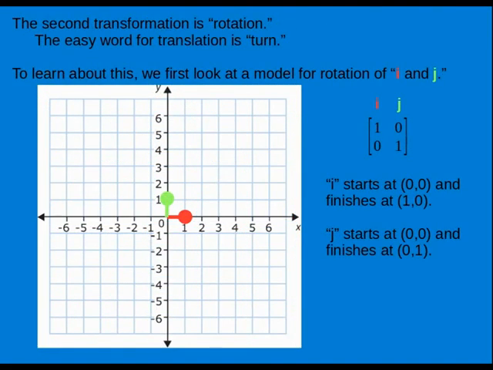The second transformation we'll talk about is rotation, and the key word for this is turn. To learn about this, we first look at a model for rotation of i and j. On this coordinate plane, we can see i in red, starting at the origin and finishing at the red dot, which is at the point (1, 0). And j in green, starting at the origin and finishing at the green dot at the point (0, 1). This gives us the ij matrix of 1 over 0 and then 0 over 1.